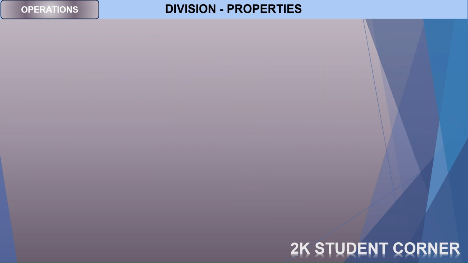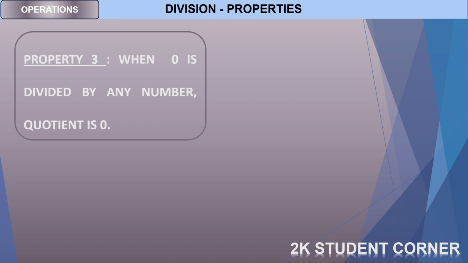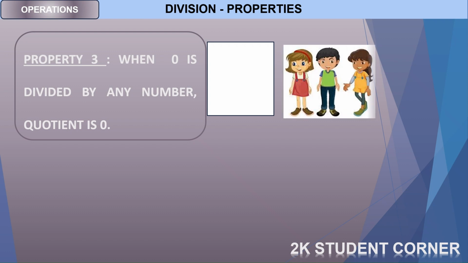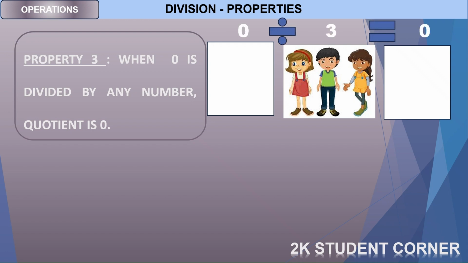Property 3. When 0 is divided by any number, quotient is always 0. When there are no chocolates, it doesn't matter how many kids are there. None will get any chocolate. When nothing is available to share, the share is also nothing. So, 0 divided by any number is equal to 0.